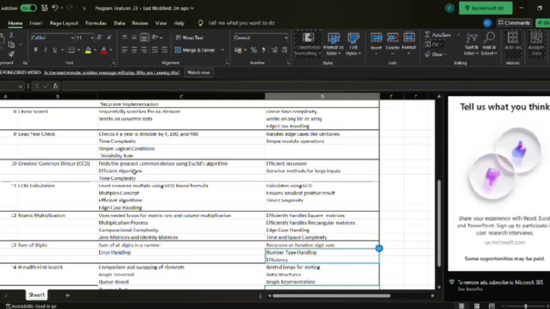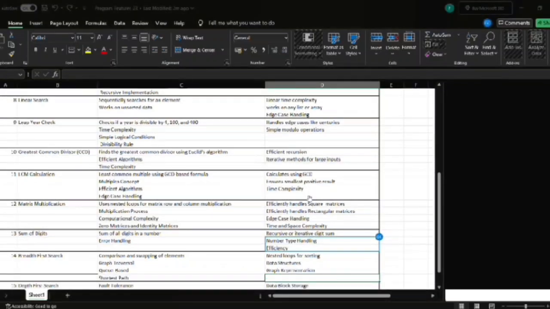14. Breadth first search, BFS. Graph traversal. BFS explores a graph level by level, visiting all nodes at a given depth before moving to the next depth. Queue-based. BFS uses a queue data structure to keep track of the nodes to be visited.